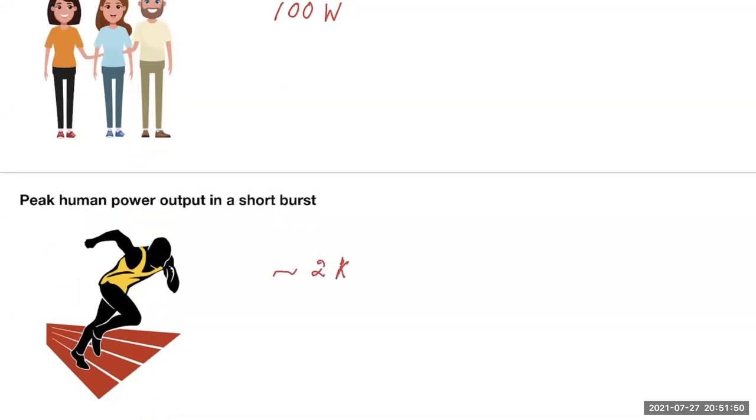I mean, we're talking about 2 kilowatts. That's an average person. Not a world-class sprinter like Usain Bolt. It's more than 2 kilowatts. But that only happens for a short burst, like a few seconds.